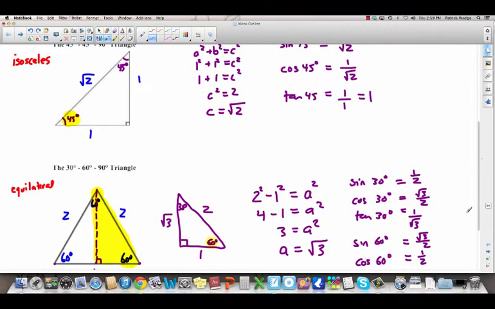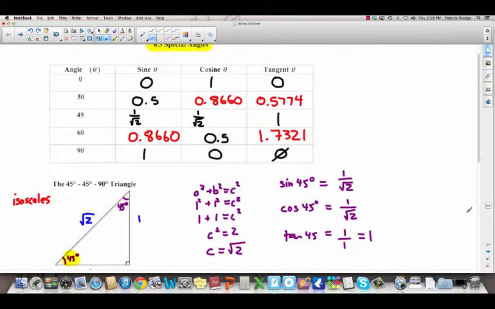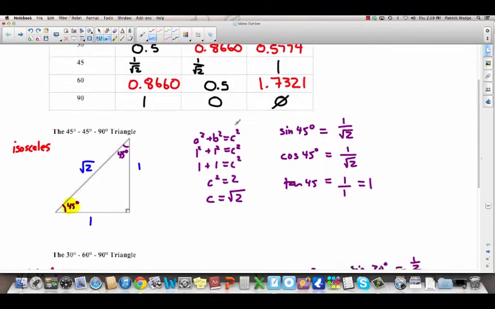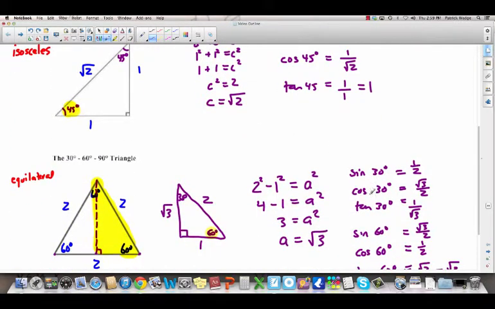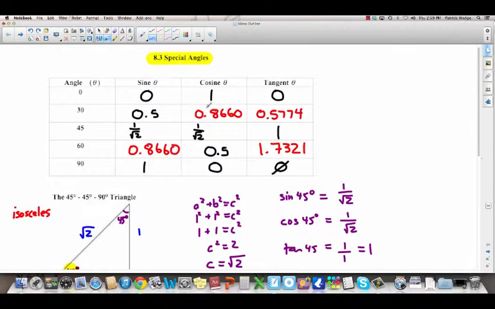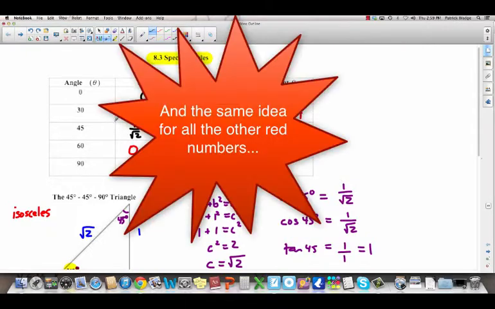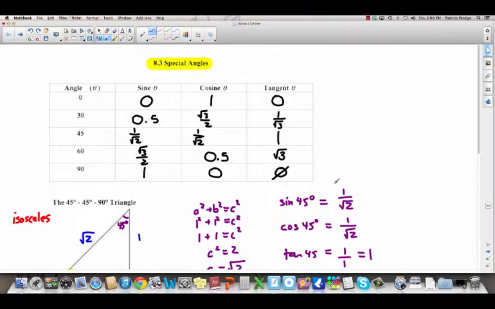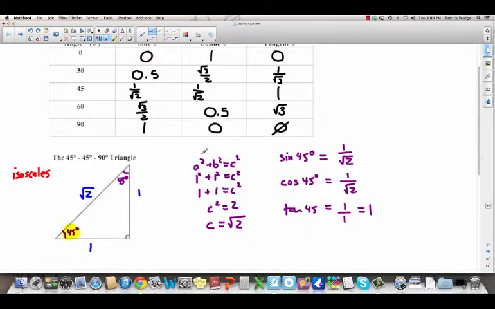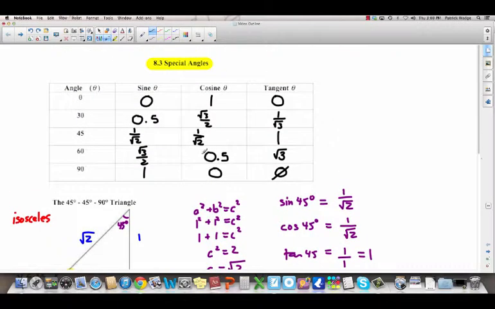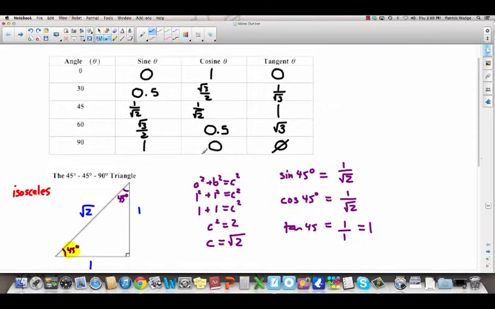Great, so we can go back to our table and we can fill all these things in. Instead of having cosine 30 is 0.866, we can put cosine 30 is root 3 over 2. Okay, finished. Now you're probably thinking, I do not want to have to memorize this whole table, and I don't blame you. That's quite a bit of memorizing. I'm going to show you an easy way to memorize this. But before I do that, I need to show you one other thing.